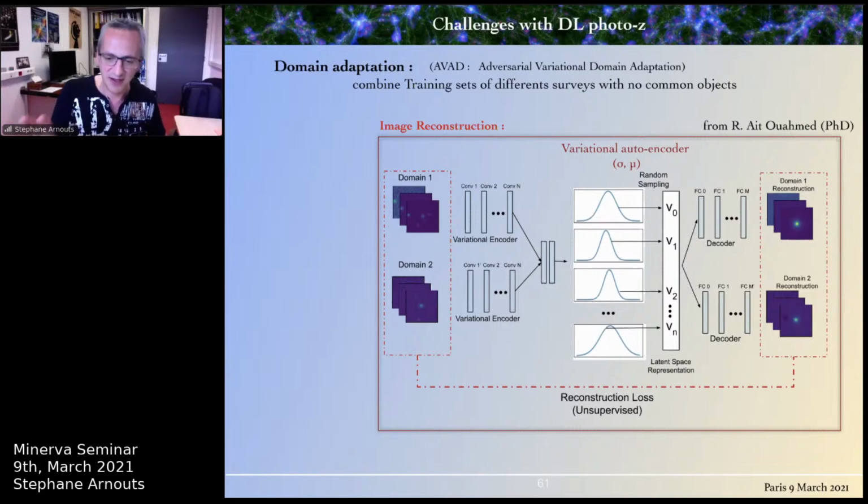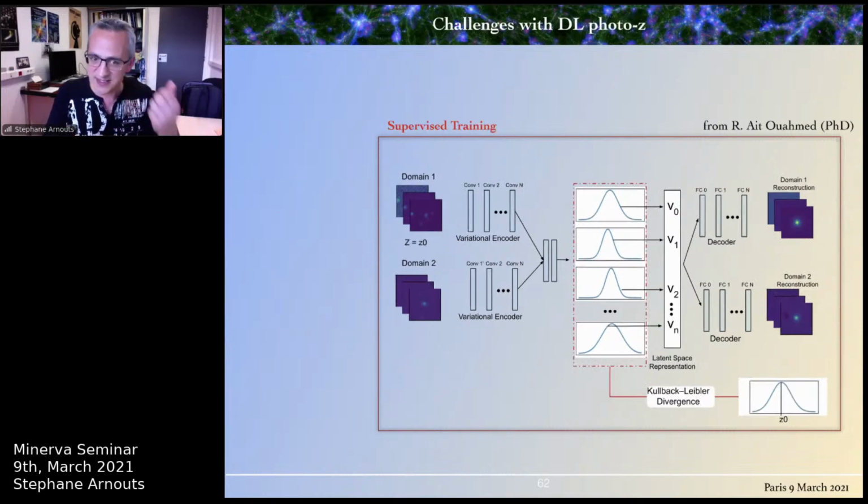Okay, so you have an unsupervised part where you play only with the images, so without the labels. And so you try to optimize the common latent space between the two. With domain one, you try to reconstruct the image from domain one. With domain two, you try to reconstruct the image in domain two. And then with some labeled data, you optimize this latent space to get the proper classification in terms of redshift. So you use the fraction of labeled data in both domains. So you improve the latent space that was used before the fully connected layer.